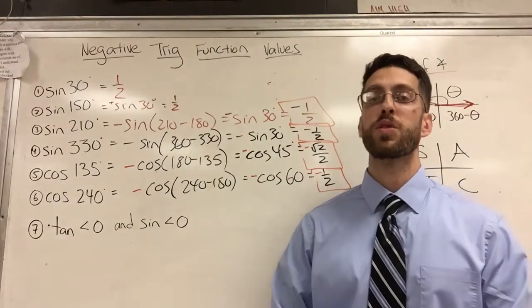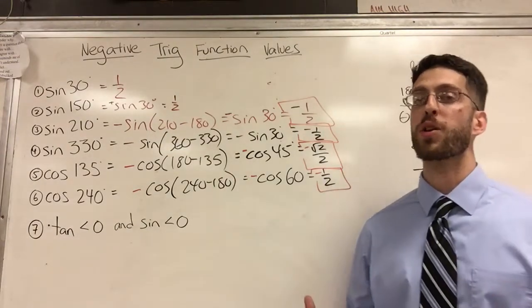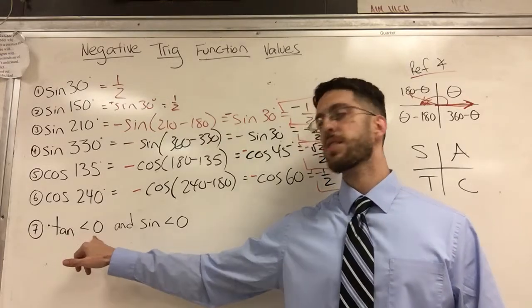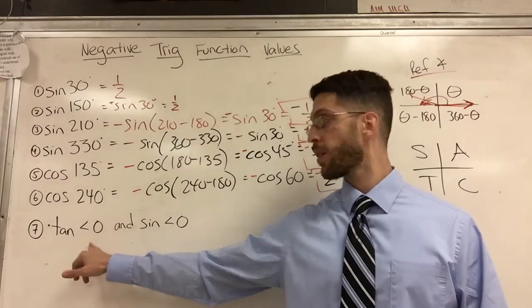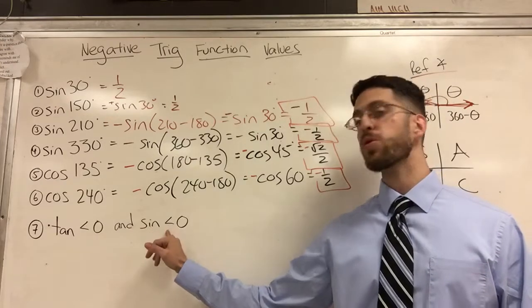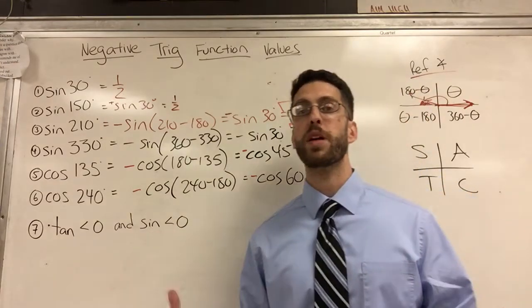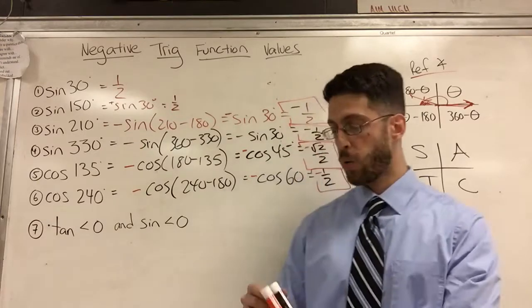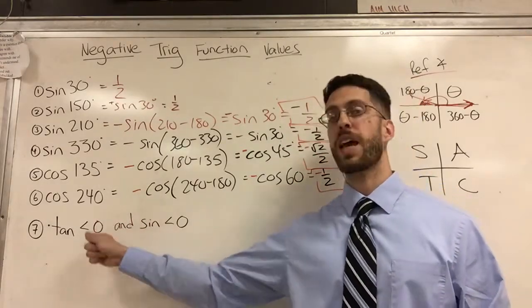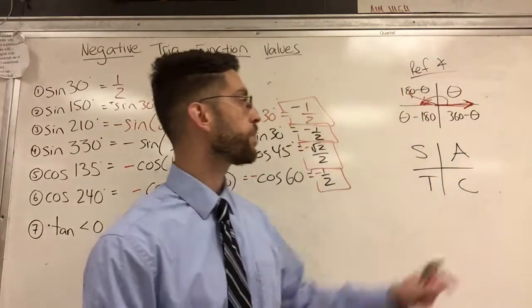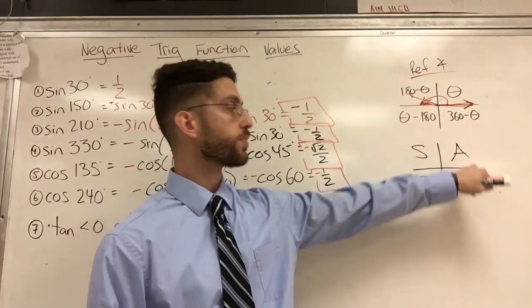Last one, real simple. I don't even need a number. I just need a quadrant. Well, technically it's a number. If the tangent is less than 0, that means it's negative. And the sine is also less than 0, which means that's negative. What quadrant would you expect to find your angle in? What angle would I be talking about if the tangent of that angle and the sine of that angle are both negative?